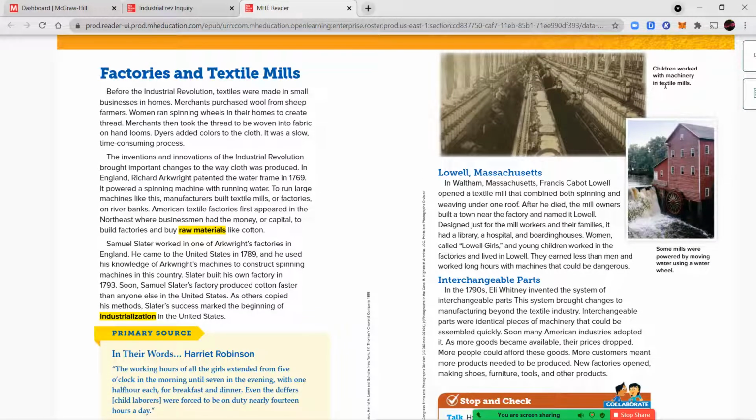Children worked with machinery in textile mills. And you can see the kids over here standing at the different parts of the machine. Some mills were powered by moving water using a water wheel. And you can see that in the picture here.